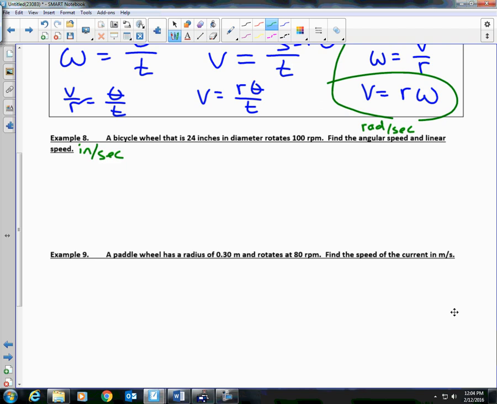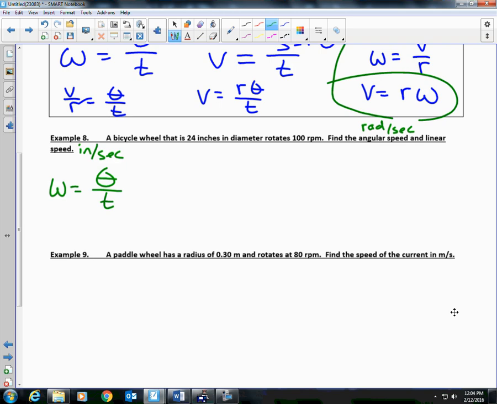So, bicycle wheel. This could be applied to any type of object that rotates. Bicycle wheel, 24 inches in diameter, rotates 100 rotations per minute. Find the angular speed. So omega is equal to theta divided by t. That's what we'll focus on first.